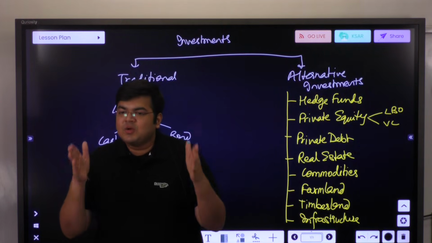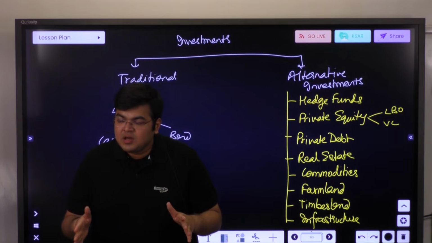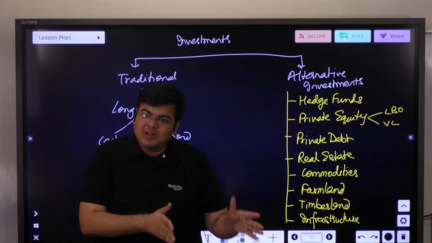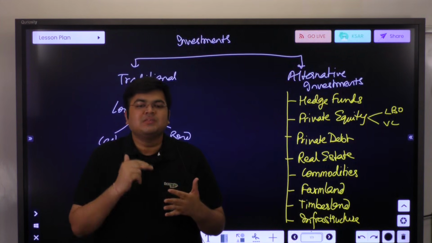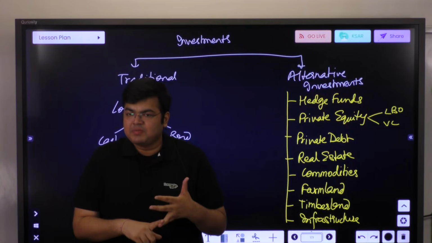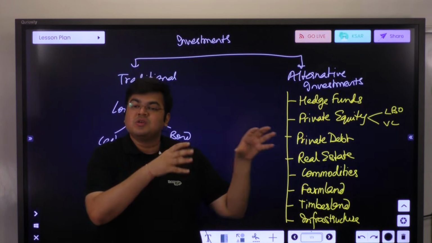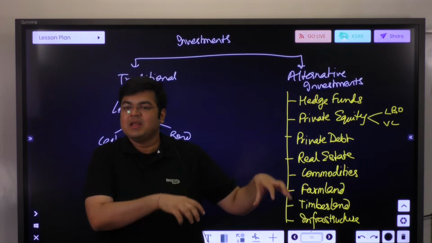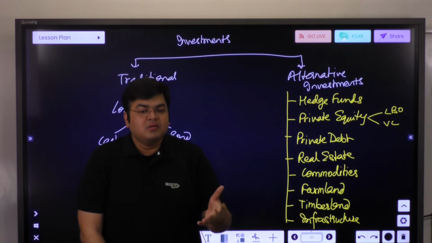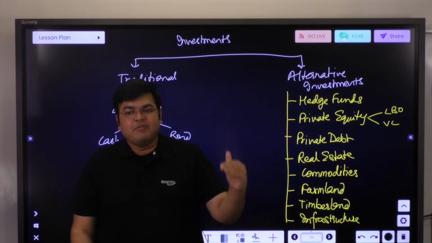Suppose I have a flat worth 50 lakh rupees. If I want to sell it at 50 lakh rupees, I'll probably take 3 months, 6 months, 8 months to figure out the perfect buyer who needs exactly that area, that flat, that locality and everything, and be able to sell it at 50 lakh rupees.